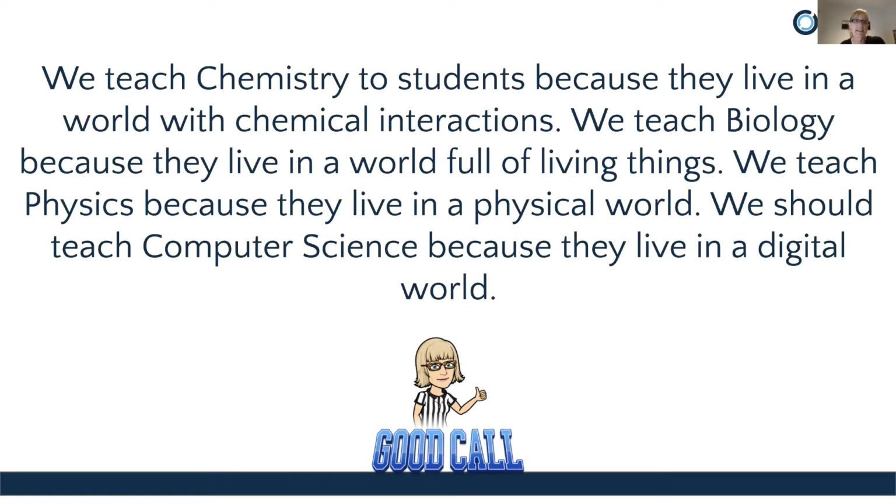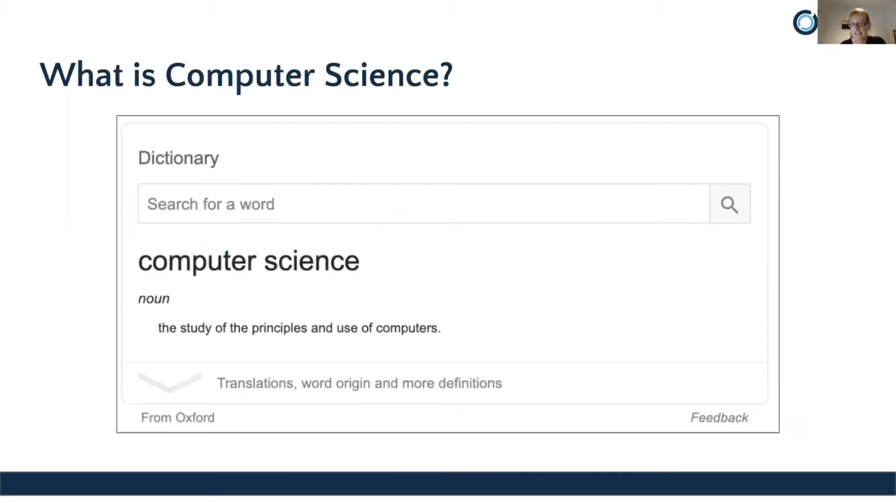And like it says here, we teach chemistry to our students so that they understand about chemical reactions, and we teach physics so they know about the physical world, and we teach math so they can be numerate, and we teach literacy so that they're able to read. Just the same as we need to teach students about computer science. So that's what we're going to focus on tonight.